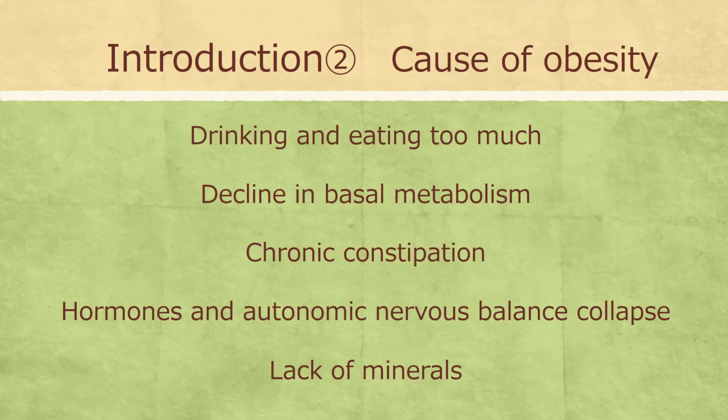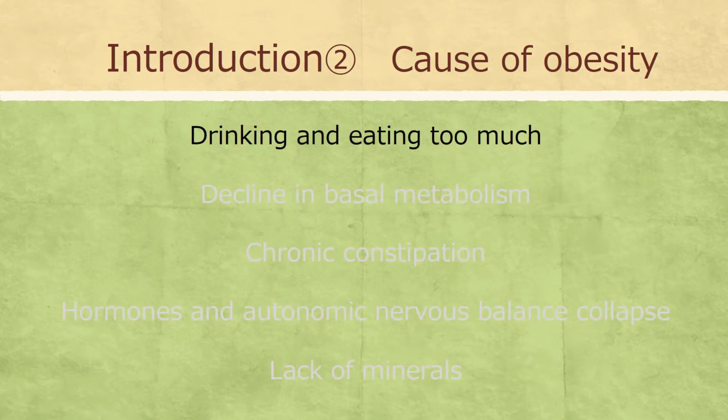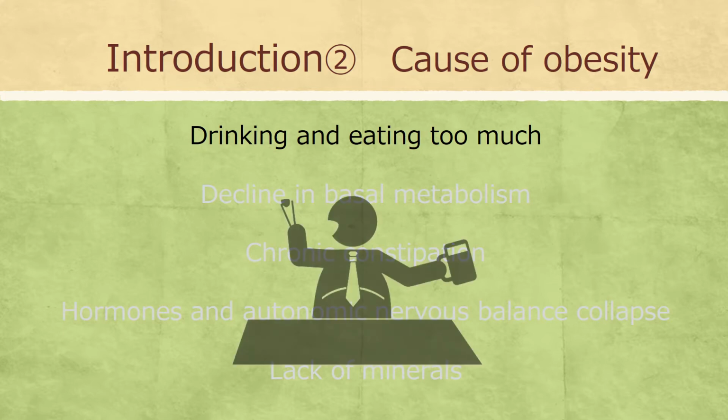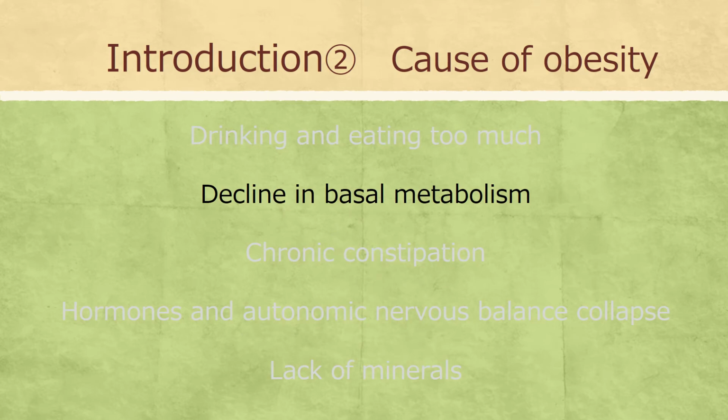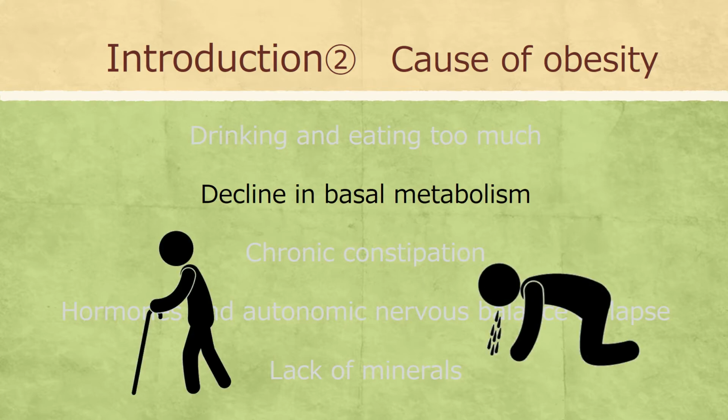So, this is where I'll introduce 5 major causes of obesity. Drinking and eating too much. Please be careful not to eat too late at night. Decline in basal metabolism. If basal metabolism declines due to aging or lack of exercise, we will make a constitution that is easy to get fat and hard to lose weight.